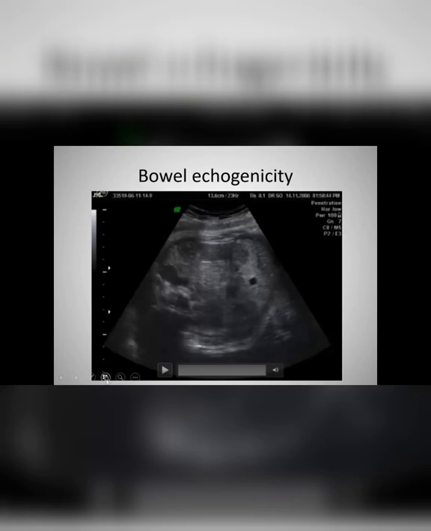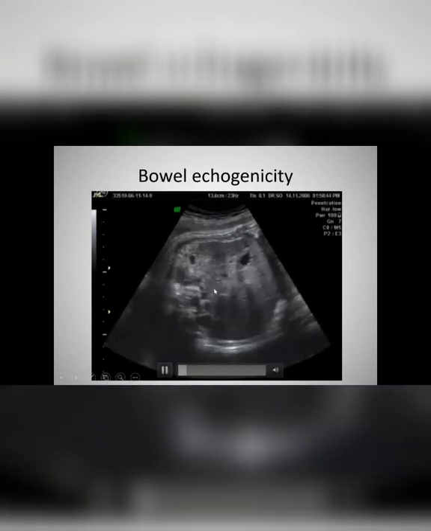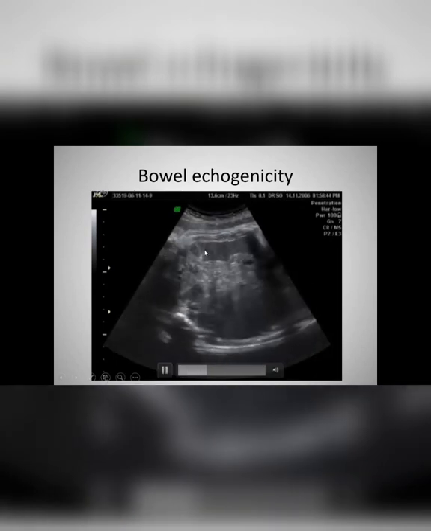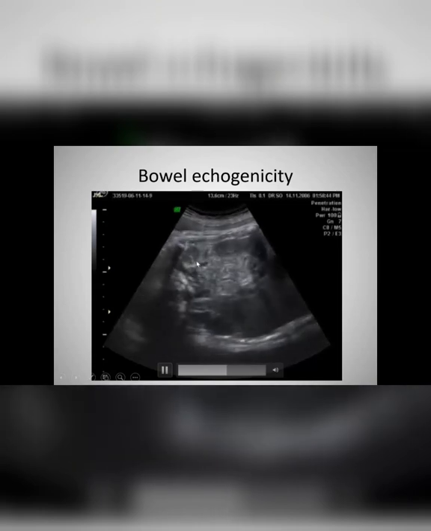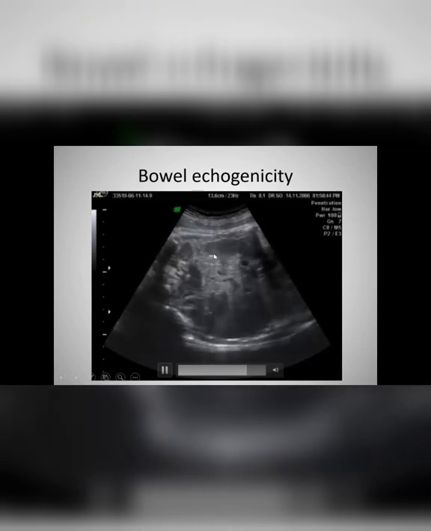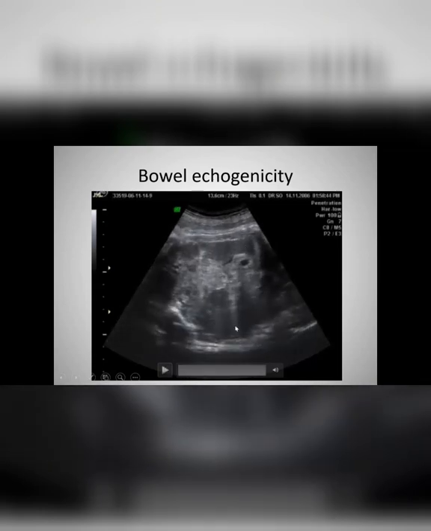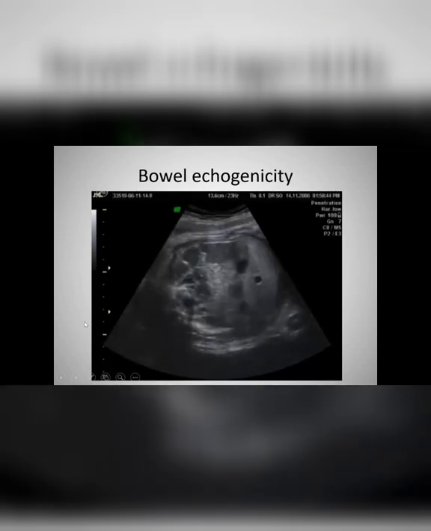Then the bowel echogenicity. Here, this is the echogenicity of the bowel. The haustra is well developed, and the colon is filled by meconium, and it is similar to the echogenicity of the liver. So this is what is meant by grade 3 bowel echogenicity: it contains meconium, and this meconium is near to the liver echogenicity.